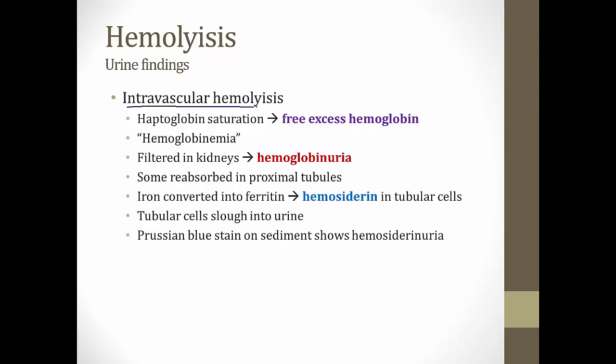If there is intravascular hemolysis, the haptoglobin can become saturated. This will result in free excess hemoglobin that floats around in the plasma. This is called hemoglobinemia. Some of that free excess hemoglobin will be filtered by the kidneys and spill into the urine, and this is called hemoglobinuria. And you can detect hemoglobin in the urine with a urine dipstick test.